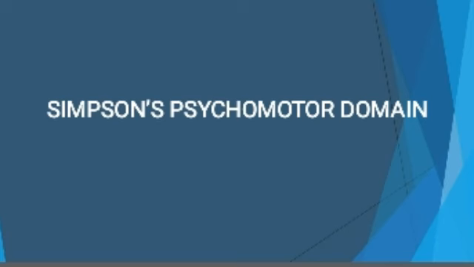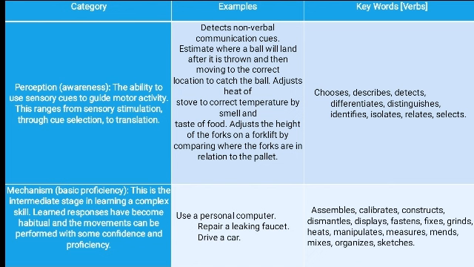Simpson's psychomotor domain, the category perception: awareness, the ability to use sensory cues to guide motor activity. This ranges from sensory stimulation through cue selection to translation. Examples of perception: detects nonverbal communication cues, estimates where a ball will land after it is thrown and then moves to the correct location to catch the ball, adjusts heat of stove to correct temperature by smell and taste of food, adjusts the height of the forks on a forklift by comparing where the forks are in relation to the pallet.